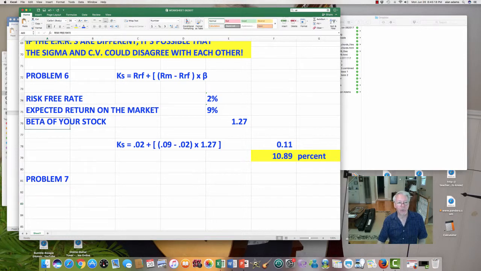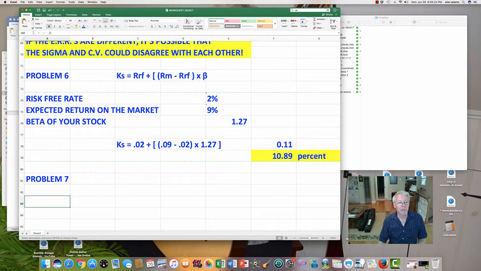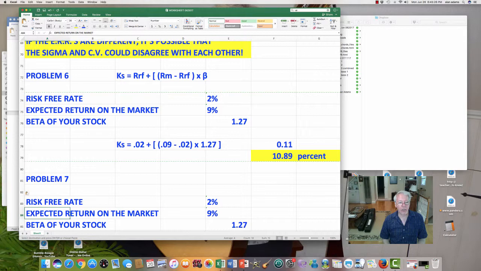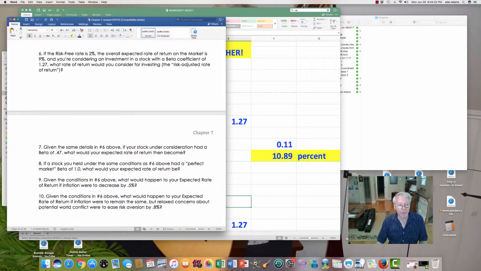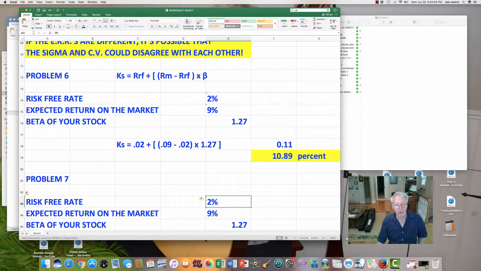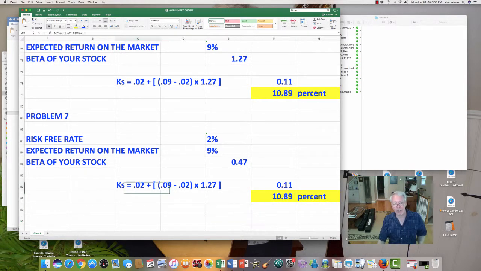Let's just grab all of our numbers and use the same formulas. I'm going to do a copy and a paste. This time, it says the same data as in 6 above, but the only thing that changes is your beta. So all this stays the same except the beta, and this time around the beta is going to change to 0.47. Now this time we know that K sub S is going to have to be rather less than 9%, because your stock is less volatile than the market. Therefore, we won't expect as high a return as the market, the price of playing it safer.